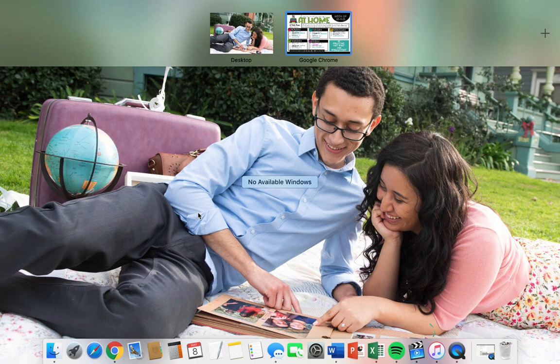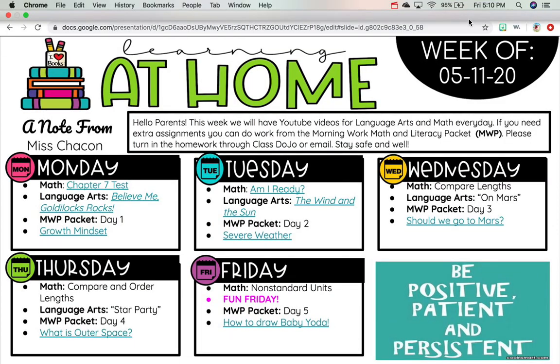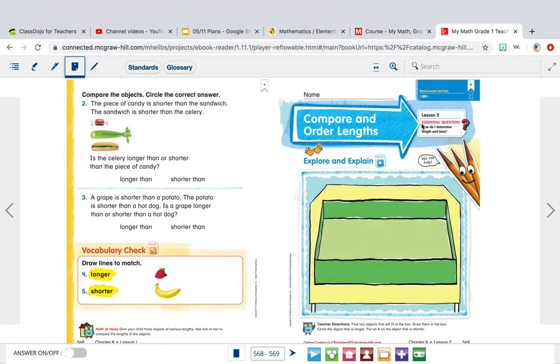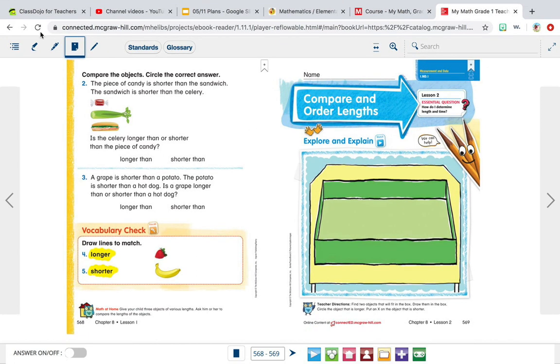Okay, so let's get started on our math today. So let's look over here. Compare and order lengths. So what we're going to do first is we're going to draw two objects. And the objects we're going to draw are a pencil. So first we're going to draw a pencil. So let's make it thicker. Okay, so here's a pencil. And I'm going to do the little black tip right here at the end and the eraser at the top. So here's our pencil, okay?